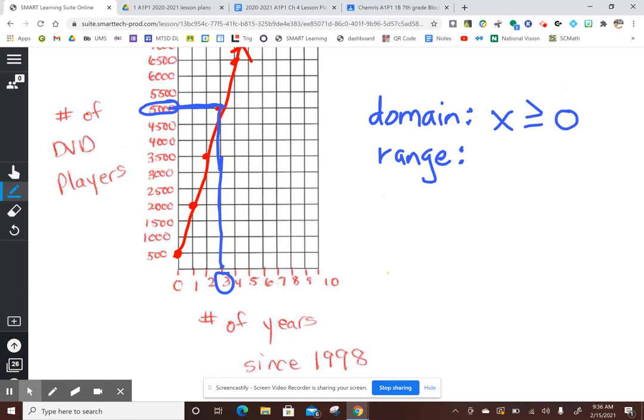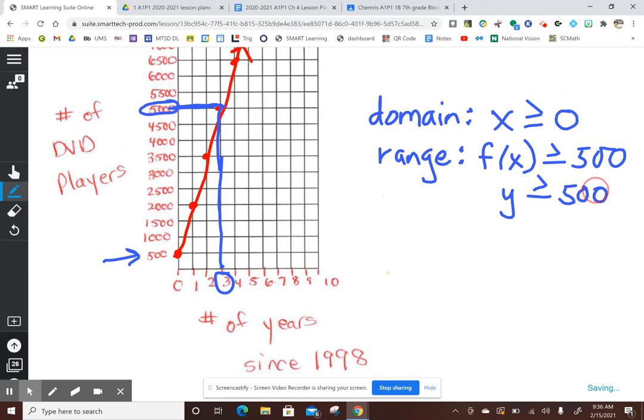Now, for the y values, what's the lowest y value? Well, the lowest y value is 500, and then it seems to go on forever. So I would say f of x is greater than or equal to 500. Or if you wrote y is greater than or equal to 500, that would be fine. And that's your domain and range.